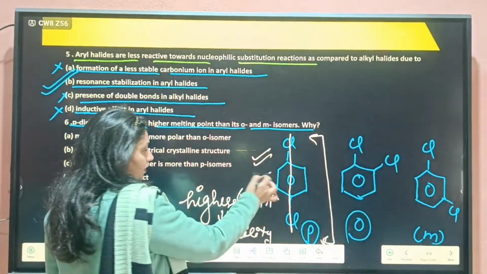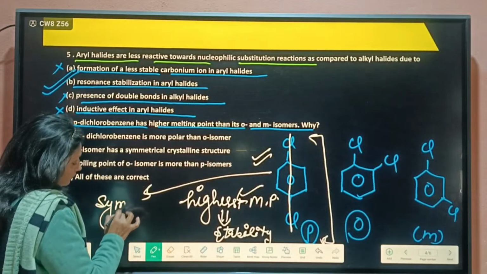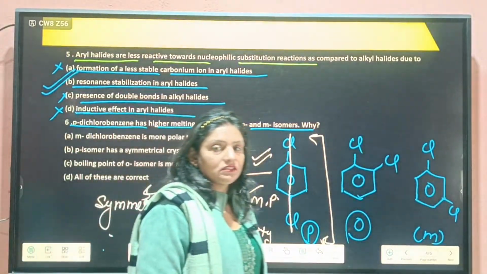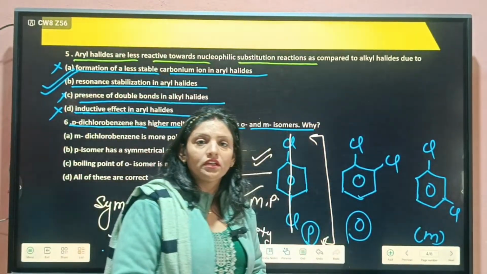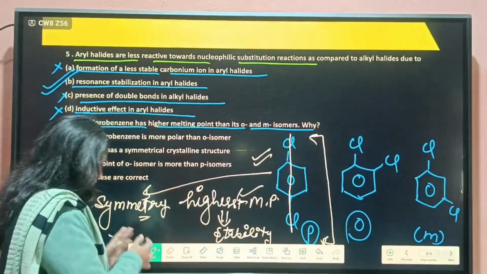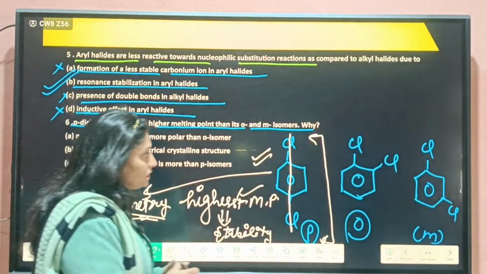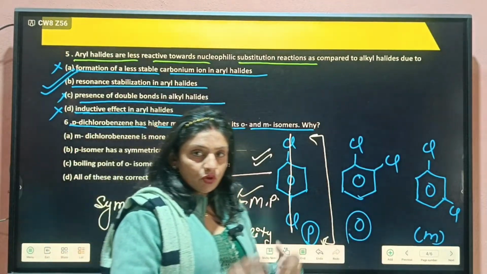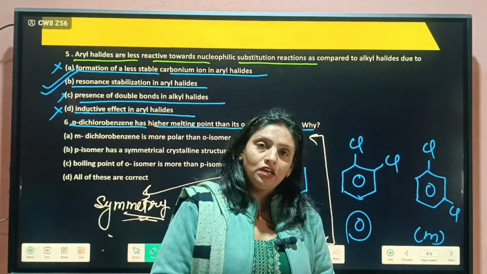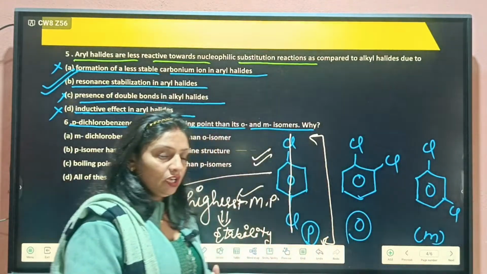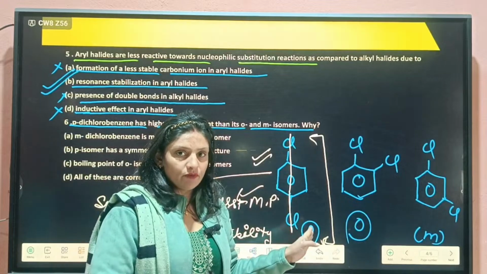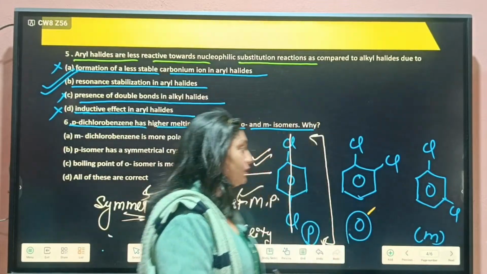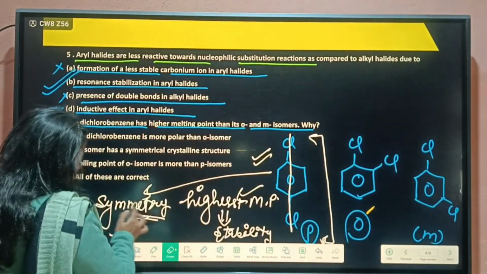Due to the symmetry, it can fit in the crystal lattice easily. One reason is the symmetry. Second, students, here both chlorines are present at maximum distance, so the possibility of repulsion will be minimum. That's why we can also say it is more stable. Okay, and then ortho and meta will be less stable here. Then let's see the options.